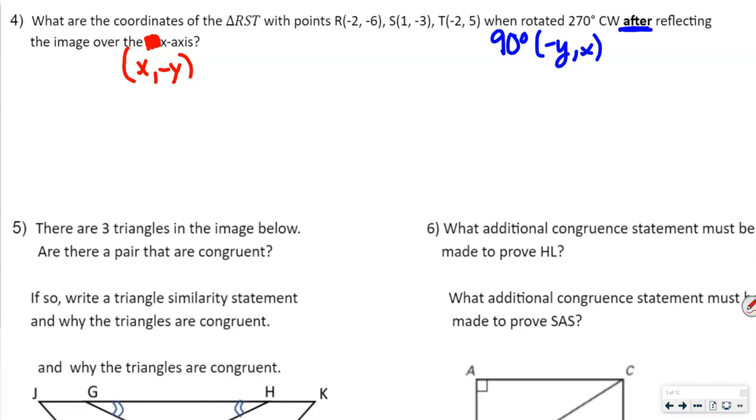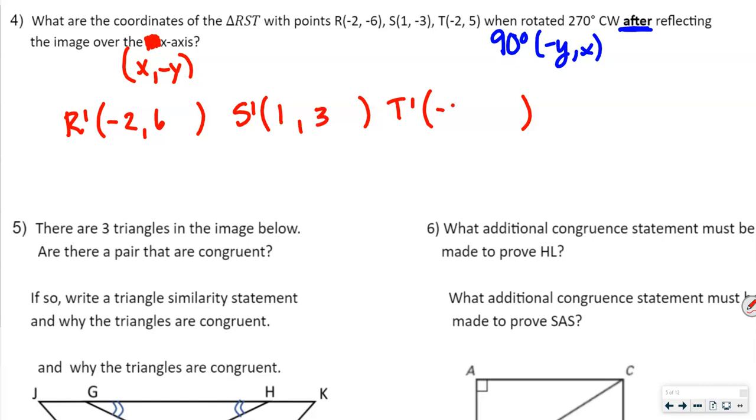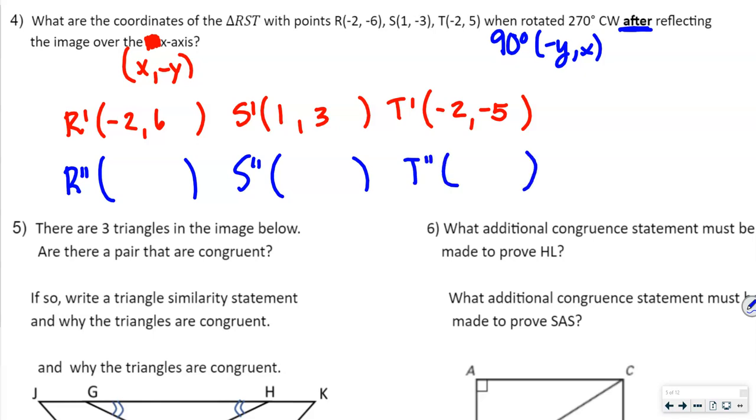So what we're going to do is go ahead and do R prime, S prime, and T prime. On these, aren't we just changing the sign of the y? Exactly. So this is going to be -2, 6. This is going to be 1, 3. This is going to be -2, -5, okay? Now, when we do our rotation, R double prime, S double prime, and T double prime, we're going to flip them. Notice they're flipped, and then we're going to change the sign of y.